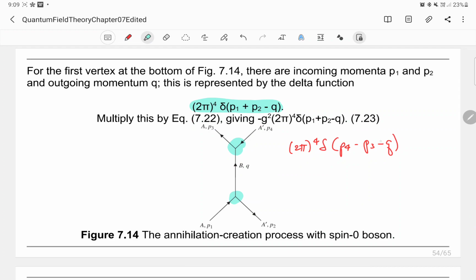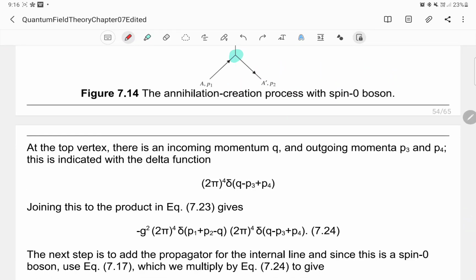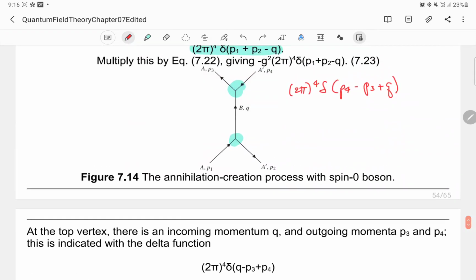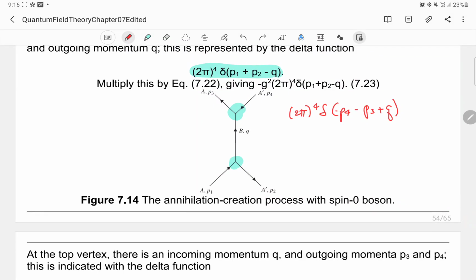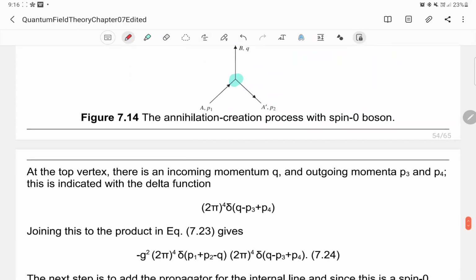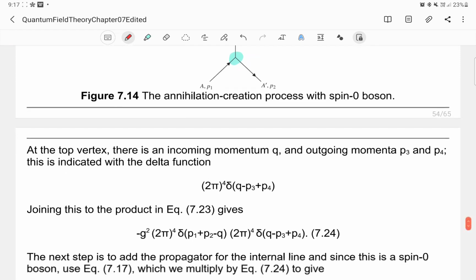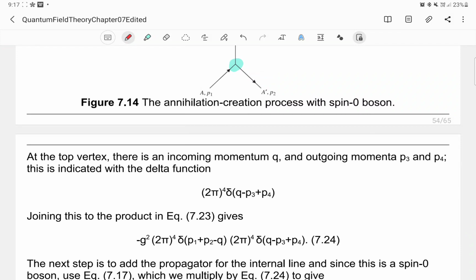By the way, this is positive, this is positive. And for p1, p2, you have this one. This arrow is just telling you that this is an antiparticle. So let's go back. This is actually equal to, the delta function should be negative p4 minus p3 plus q, because only q is incoming to the vertex at the top. And then at the vertex below, you have p1 plus p2 minus q. By the way, this one is also minus, and this one is minus.